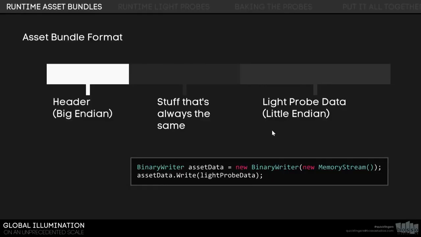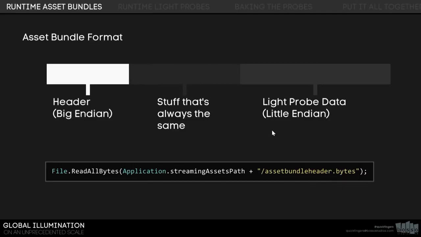We can just use a binary writer to write all the data from the light probe in sequential byte order. That's easy. The header is in Big Endian, which is really awkward because it means you have to flip all the bytes of integers and floats. So that's kind of awkward. But for the middle bit, I just saved out the middle part of the asset bundle as a file.